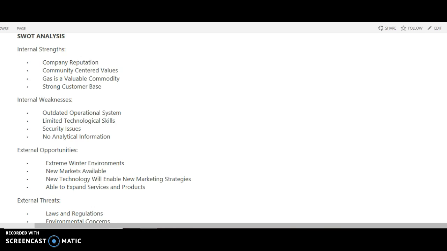So for Zifco Gas, their internal strengths are they have an excellent company reputation, they have a strong customer base, they are very community-centered, and gas is a commodity that is not going anywhere. For their internal weaknesses, they have outdated operational systems, they have limited technological skills, they have security issues, and right now, currently, they have no analytical information.